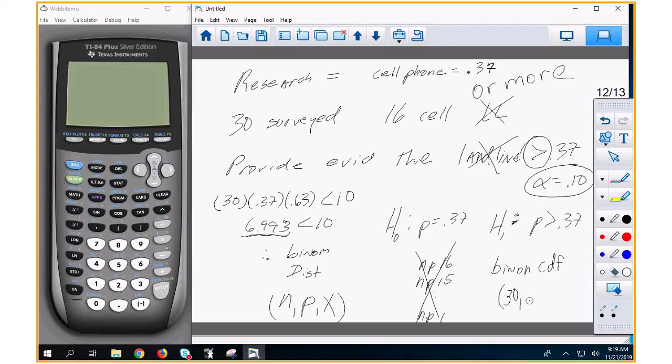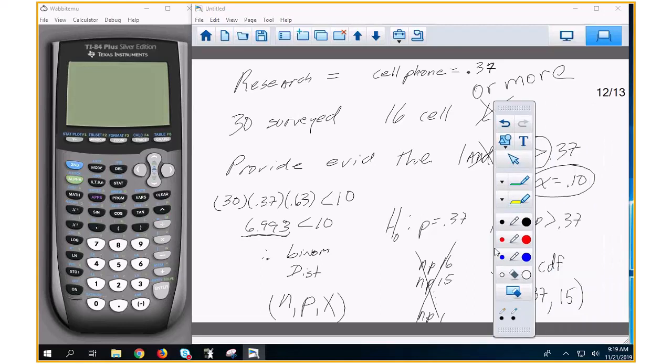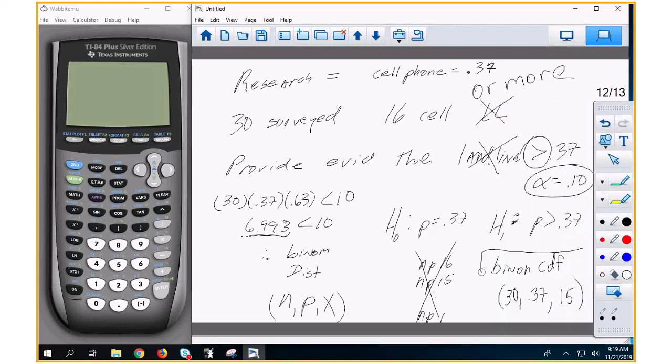and our p is 0.37, and for the cumulative, we're going up to what? 15? I think that's what I put in. Yeah, 15, because it's not equal to it. So that's 15. Now somebody tell me what this gives us. This gives us from 1 to what? 15. Does everybody understand that?